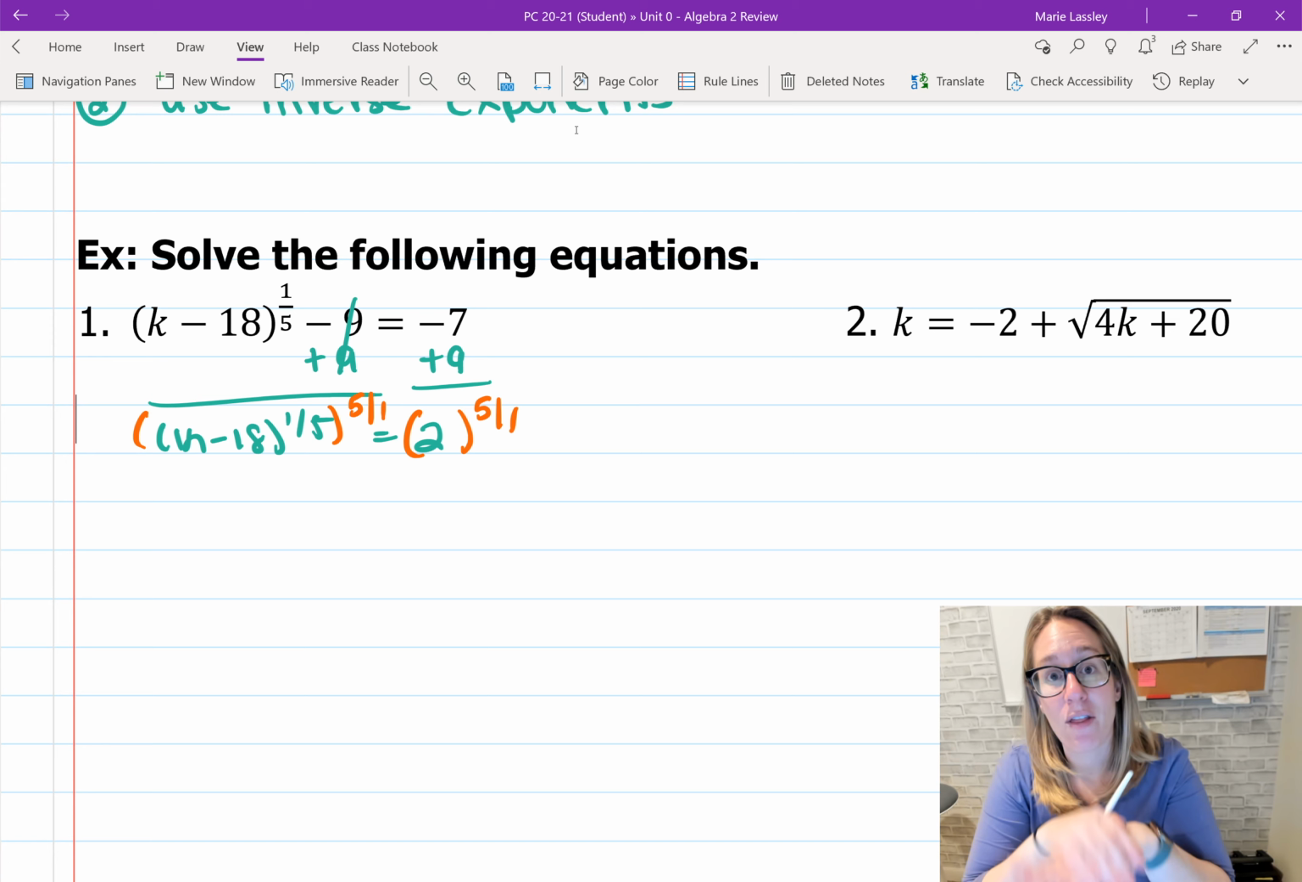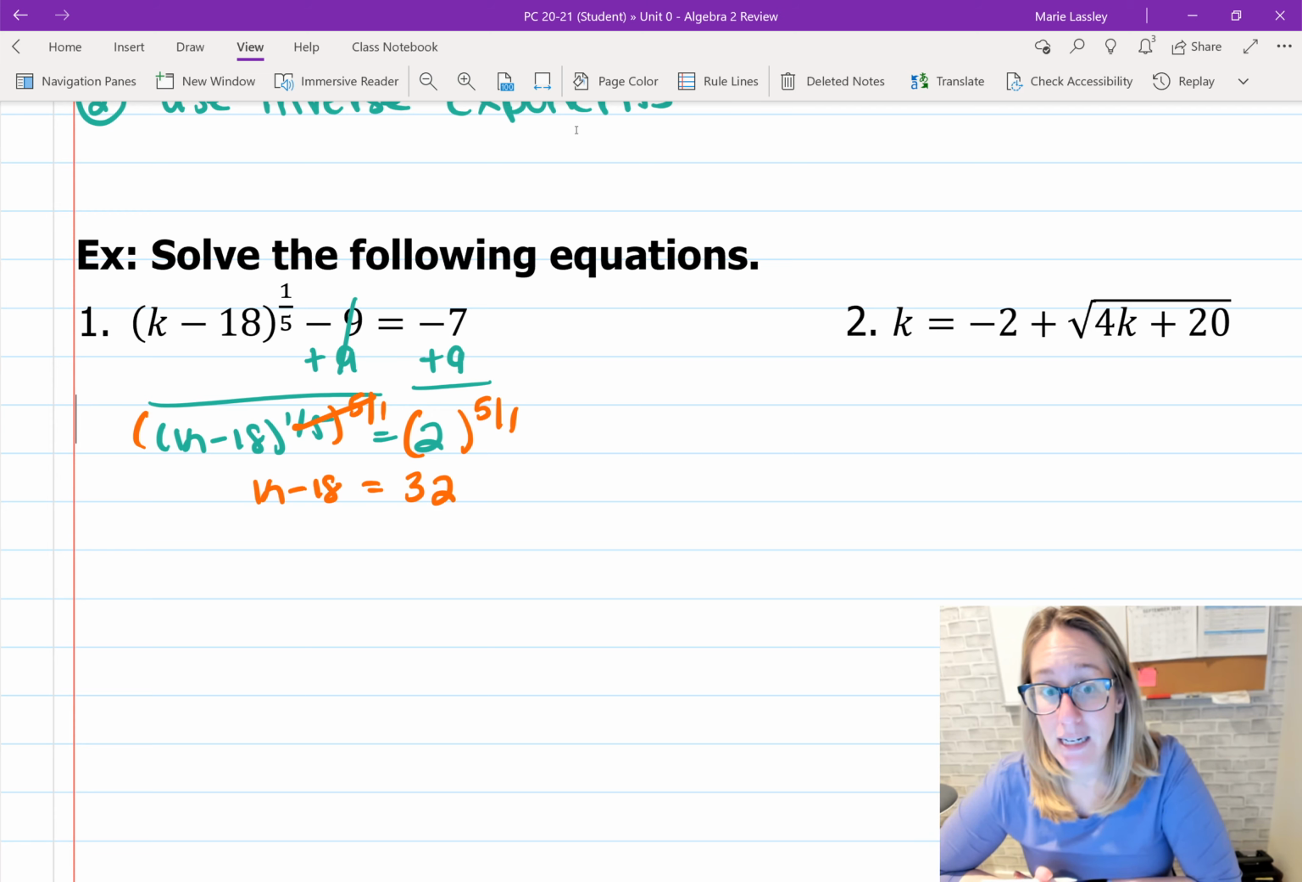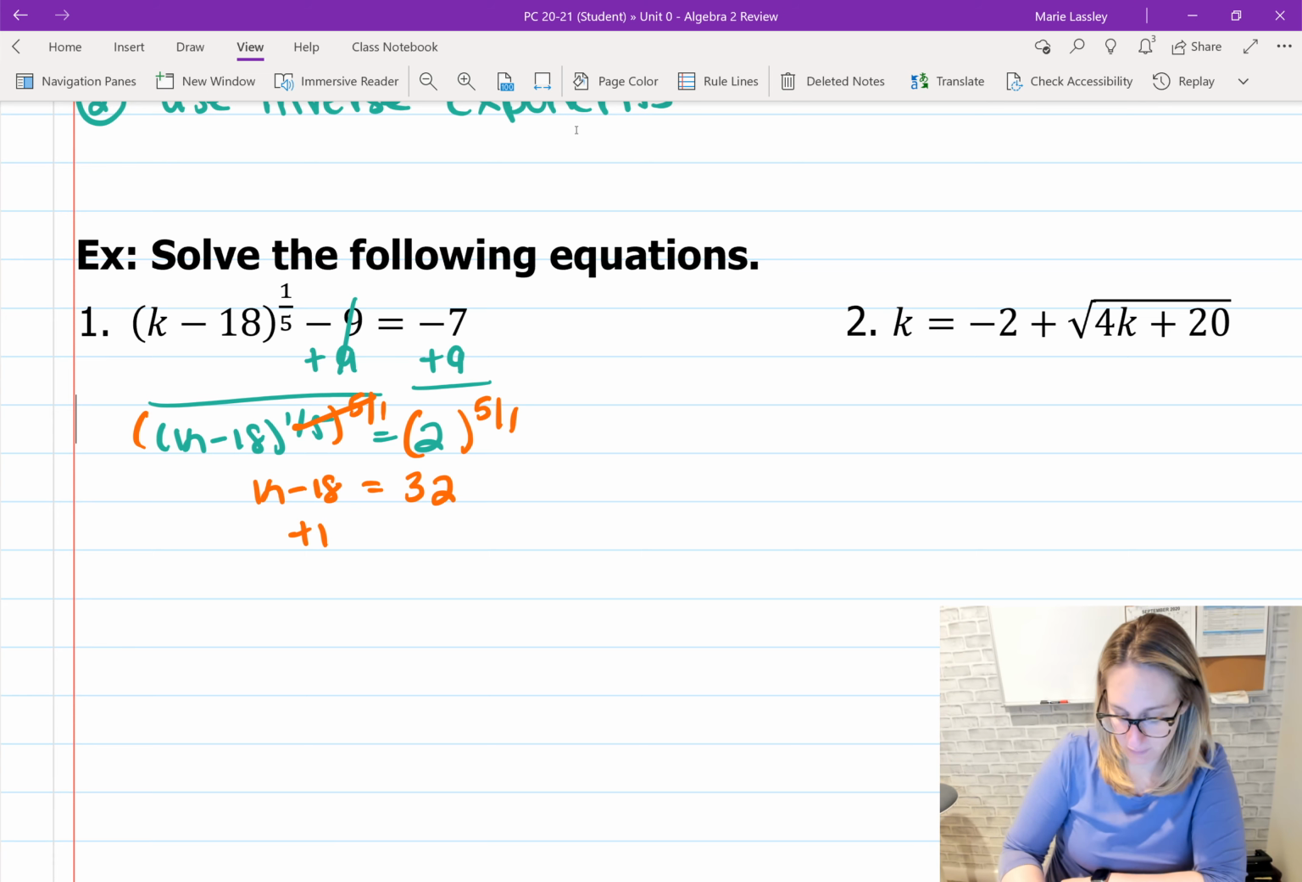So on the left-hand side, I would be left with just k minus 18. And on the right-hand side, all I have to do is take 2 and raise it to the power of 5 over 1, which is 32. Pretty nice. I have really pretty numbers here, and the rest of my problem is going to be a piece of cake. I just need to add 18 to both sides, and then I will be done. K equals 50. That's it. We are done with that problem.